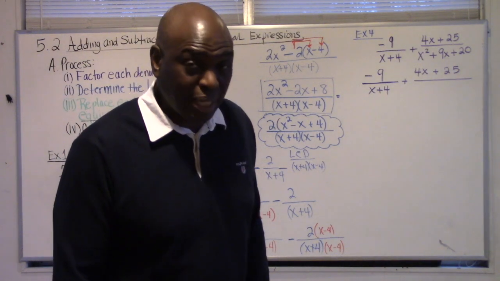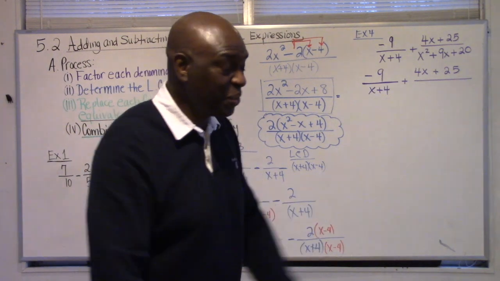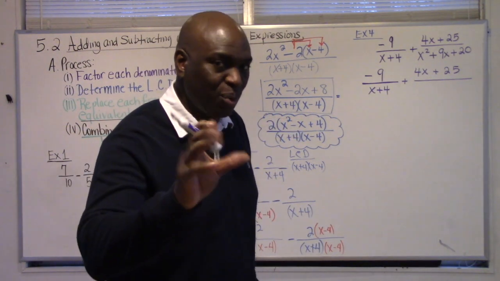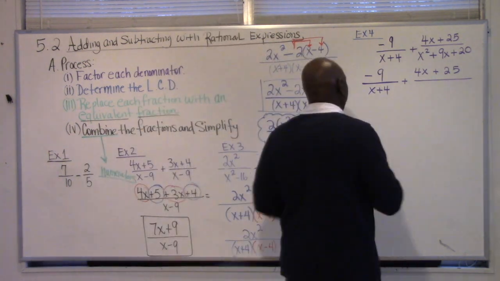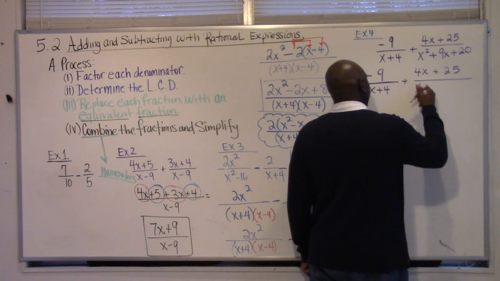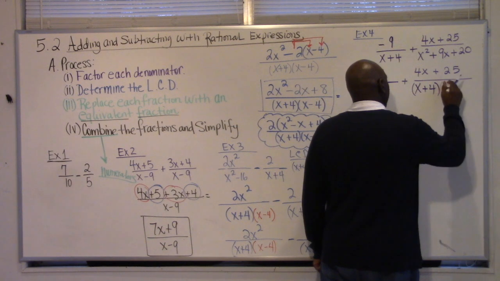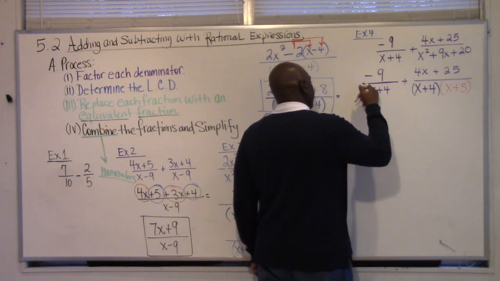By the way, I can't hear you, even if you know the answer. But I'm sure all of you are saying positive 4, positive 5, right? Very good. Here we go. It's going to be x plus 4 times x plus 5. All right, very good.